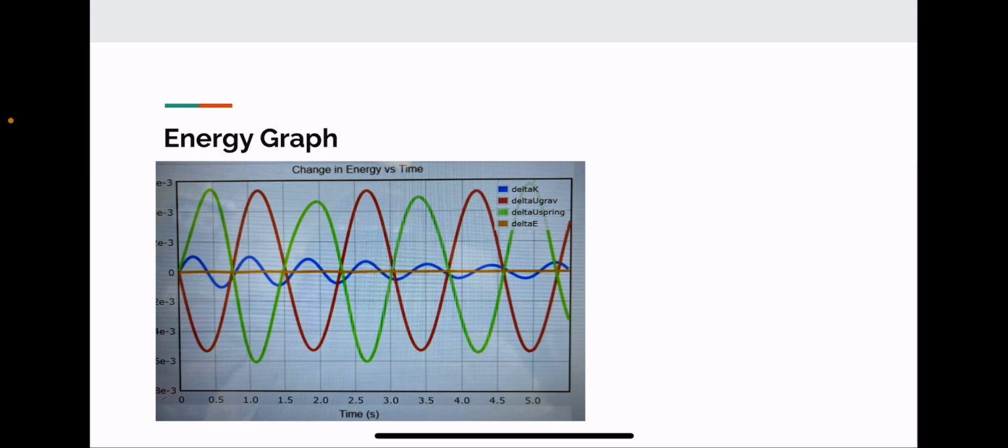This is the graph that is produced from the computational model, and it represents how the different types of energies change throughout the time period. The orange line shows the change in total energy. As we can see, the line stays at 0 the whole time, which makes sense because work external is equal to 0. As we can also see, all of the energies typically line up or cross paths at the orange line.